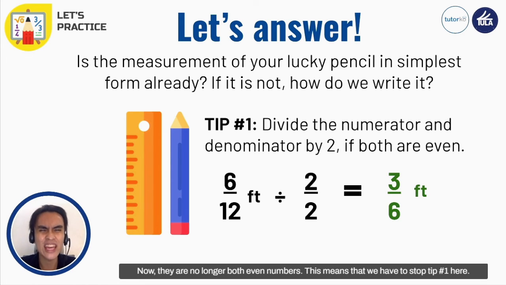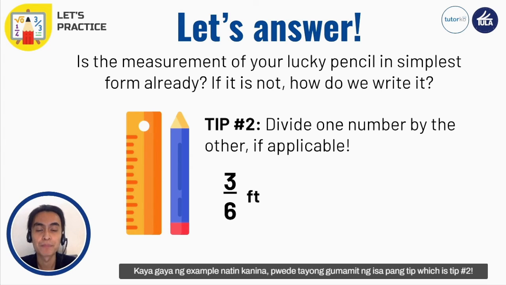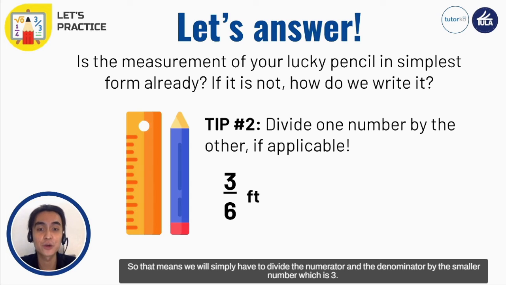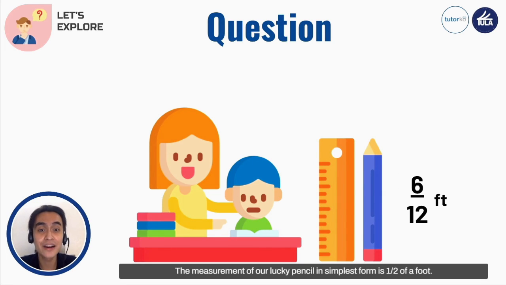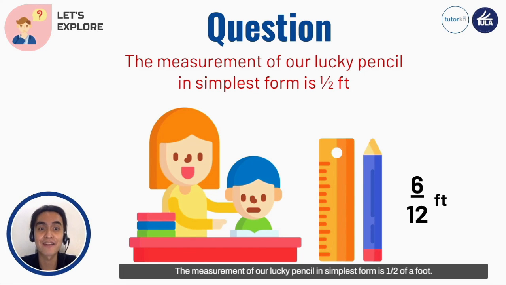Now, they are no longer both even numbers. This means that we have to stop tip number 1 here. But this is not yet in simplest form. Kaya gaya ng example natin kanina, pwede tayong gumamit ng isa pang tip, which is tip number 2. Divide one number by the other if applicable. We can divide 6 by 3, so that means we will simply have to divide the numerator and the denominator by the smaller number, which is 3. And when we do that, we will get 1/2. The measurement of our lucky pencil in simplest form is 1/2 of a foot.